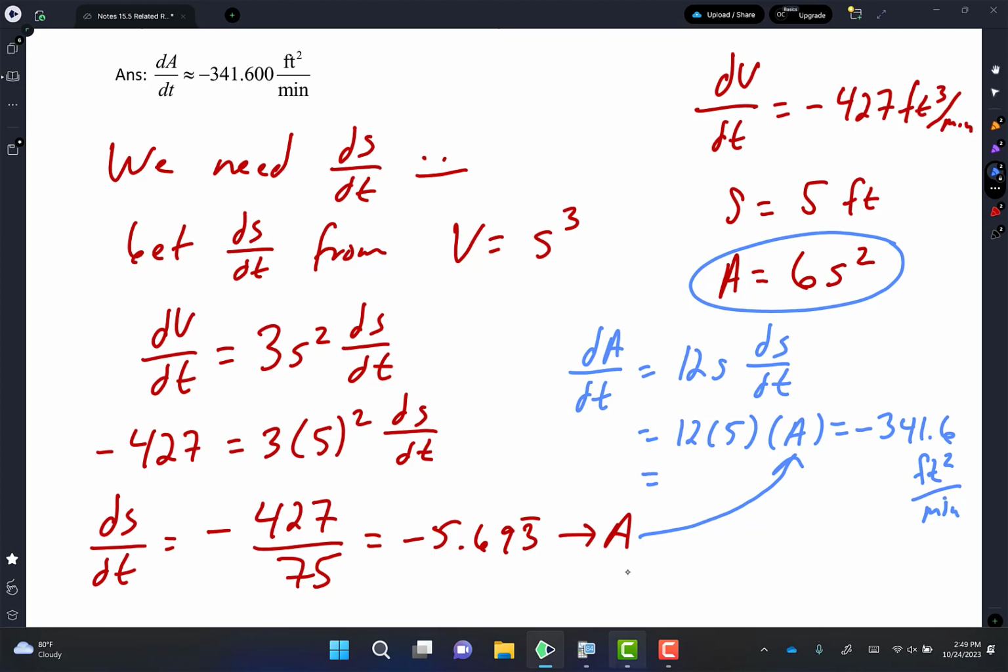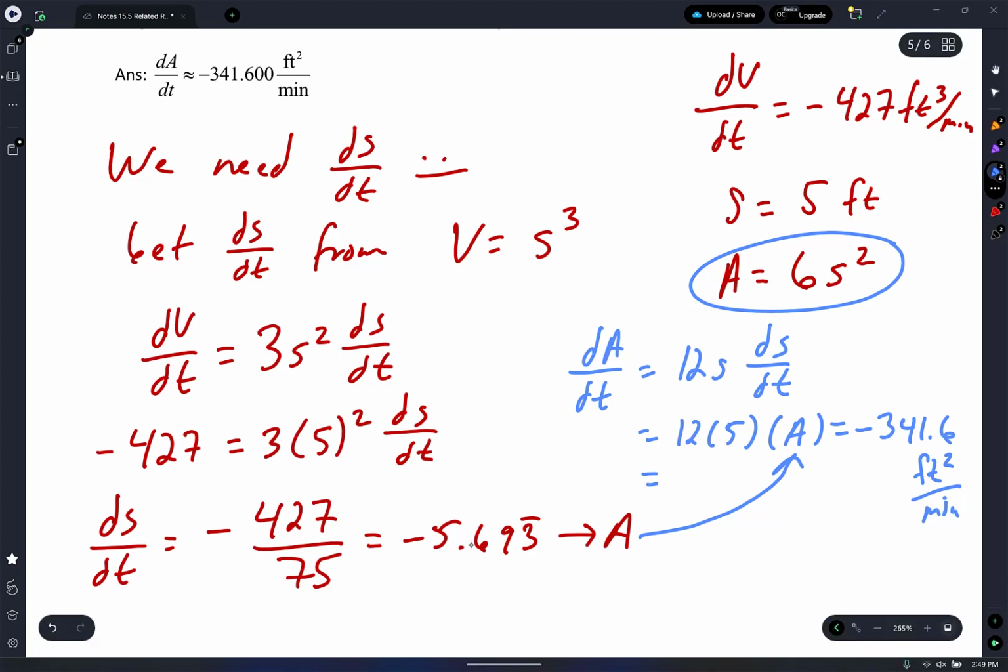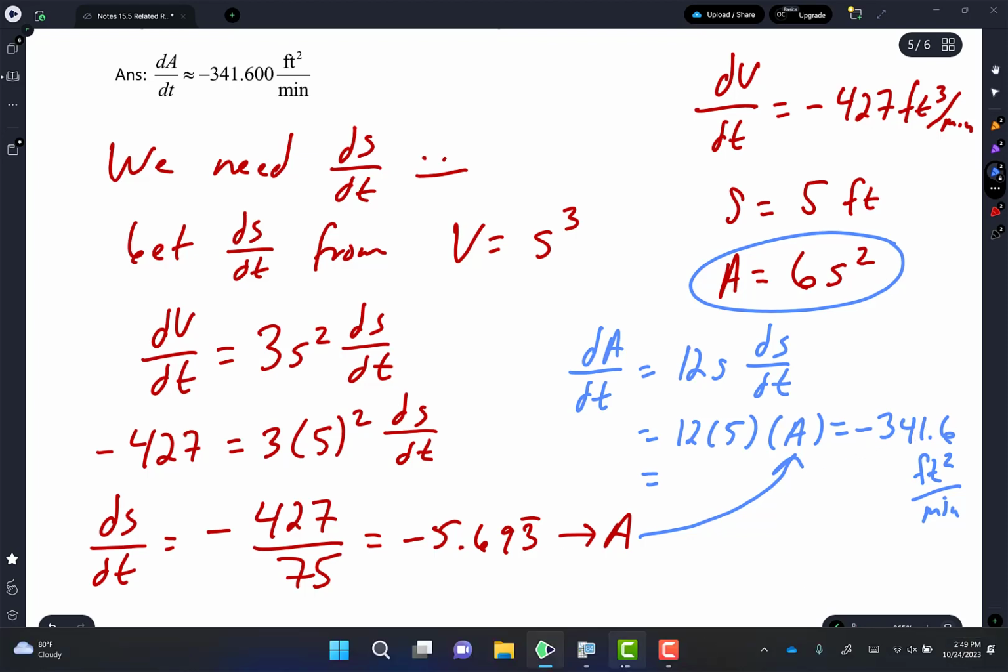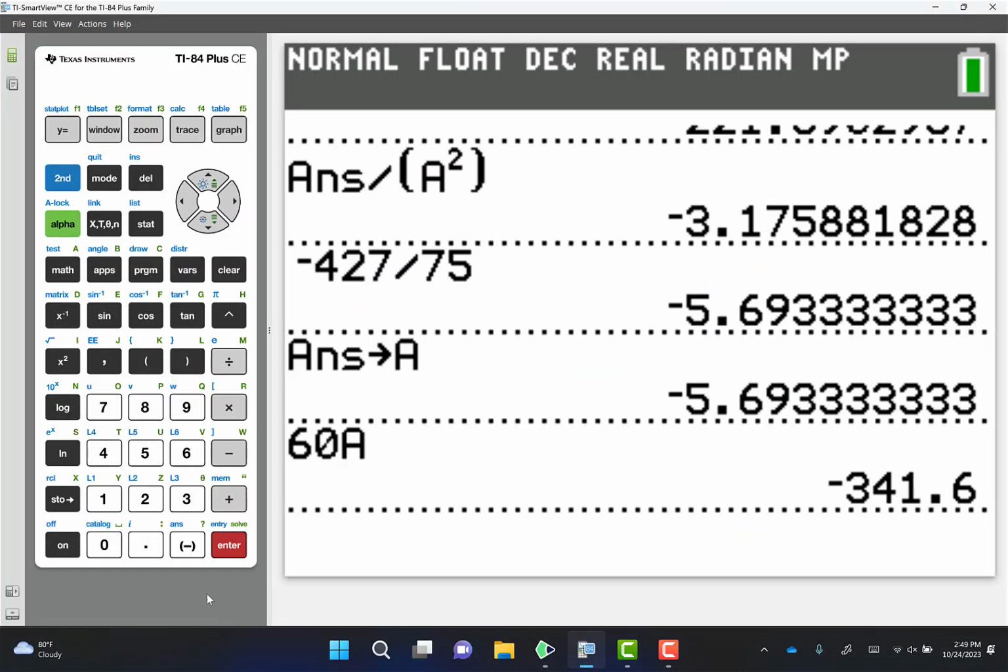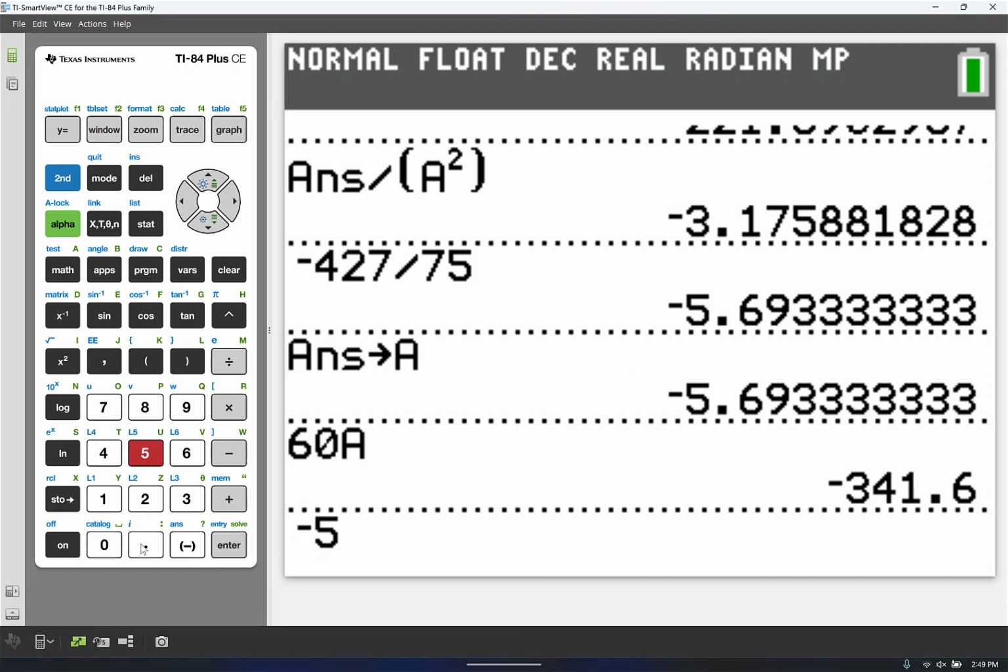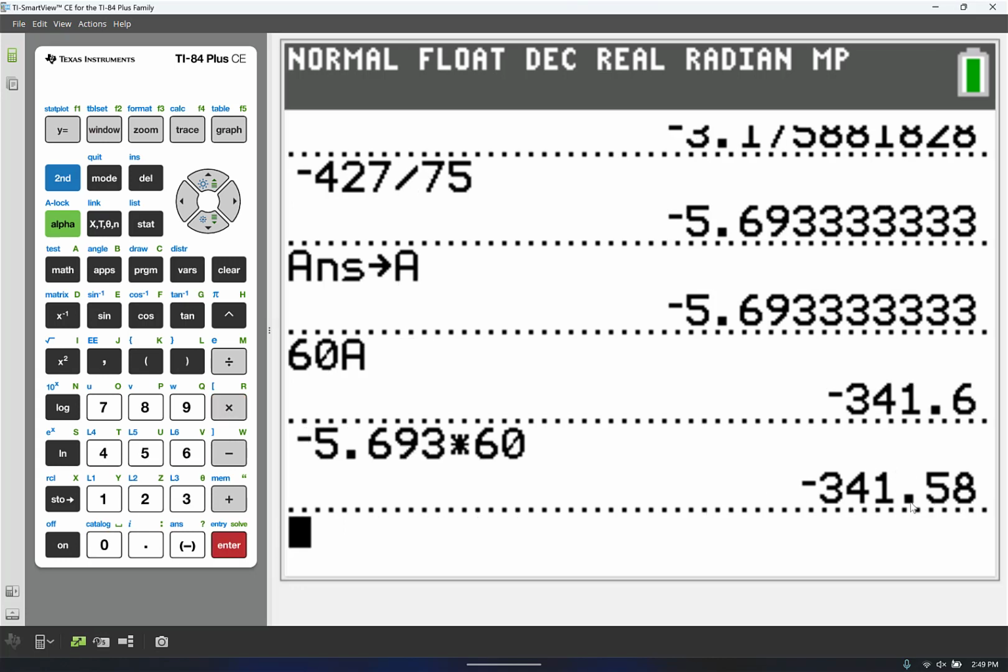Oh, I just don't want to. You don't want to round until the very end. You don't want to round. So if you just start writing 0.693, it might be off. Look, if I would have gone negative 5, let's see if it would have gone right. 0.693 times 60. Let's see how close we are to the real thing. Look, it's off. If you would have typed negative 341.580, it would have counted it wrong.